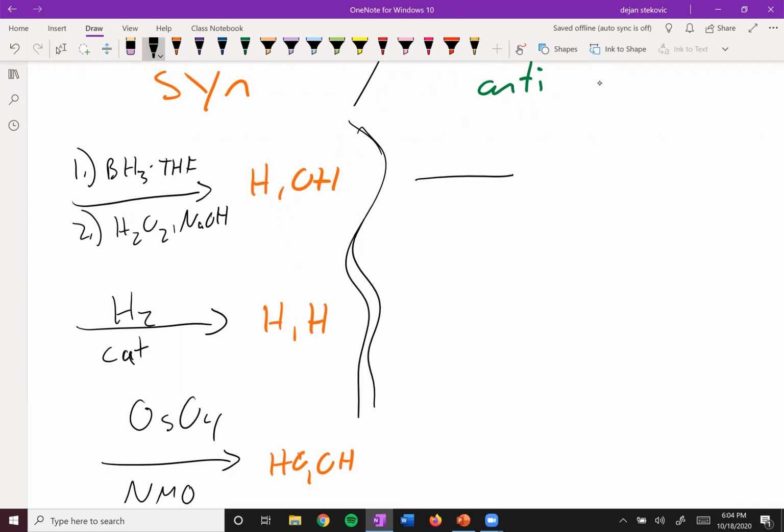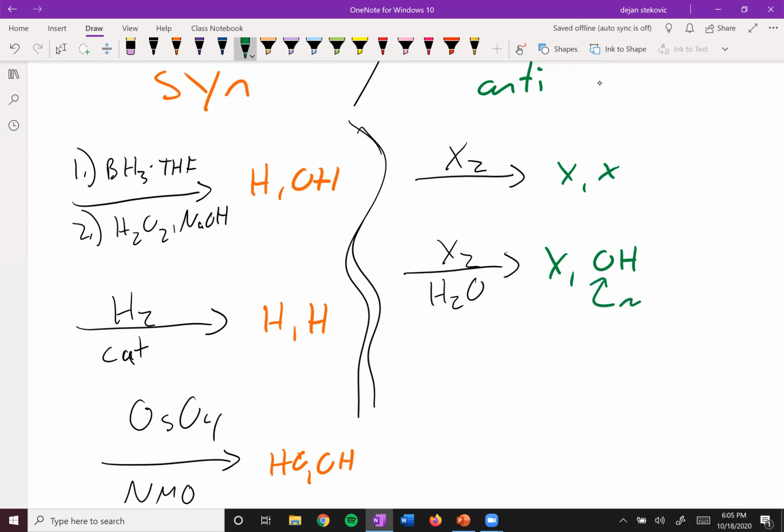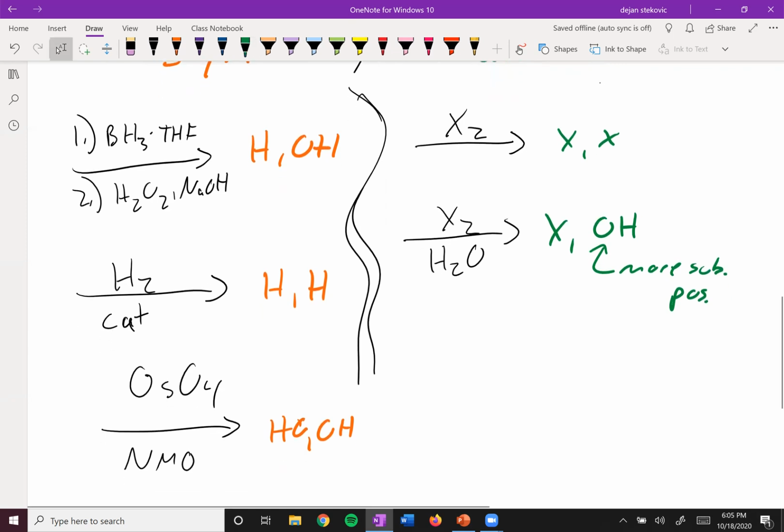And then for anti, we had the addition of X2, where X is chlorine or bromine. That's going to add X and X across the double bond in an anti fashion. We had X2 and then water. That's going to add X and OH across this double bond, where this OH gets the more substituted position. Because remember, it's going to go through that bromonium or chloronium ion.